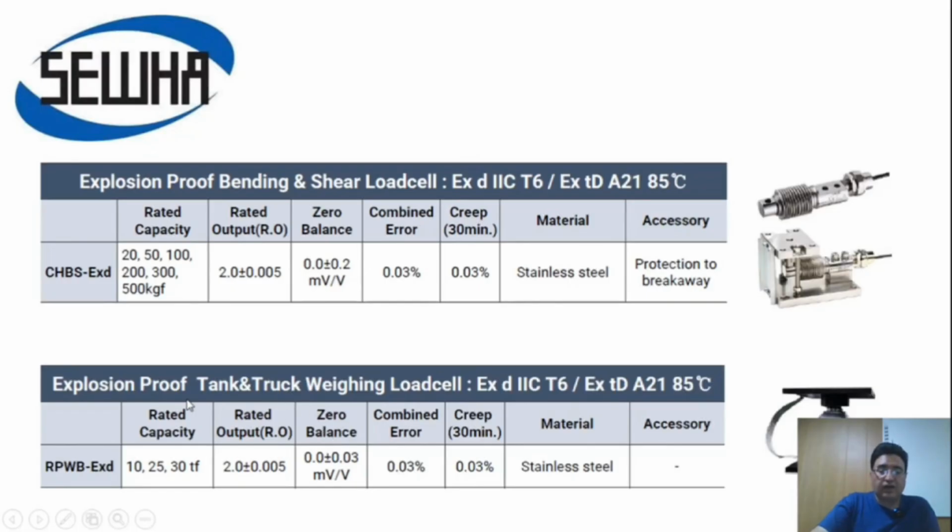And among the truck weighing load cells, the RPWB load cell has a substantial capacity that ranges from a minimum of 10 tons up to a maximum of 30 tons, while simultaneously maintaining a combined error of merely 0.03%, ensuring highly accurate measurements.